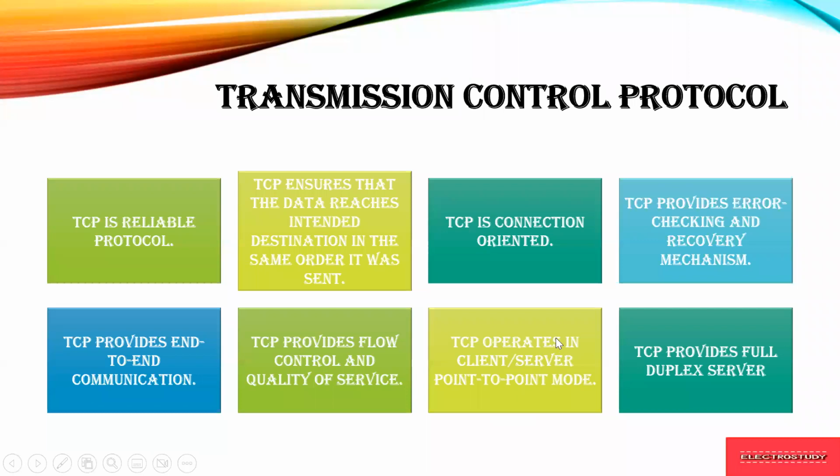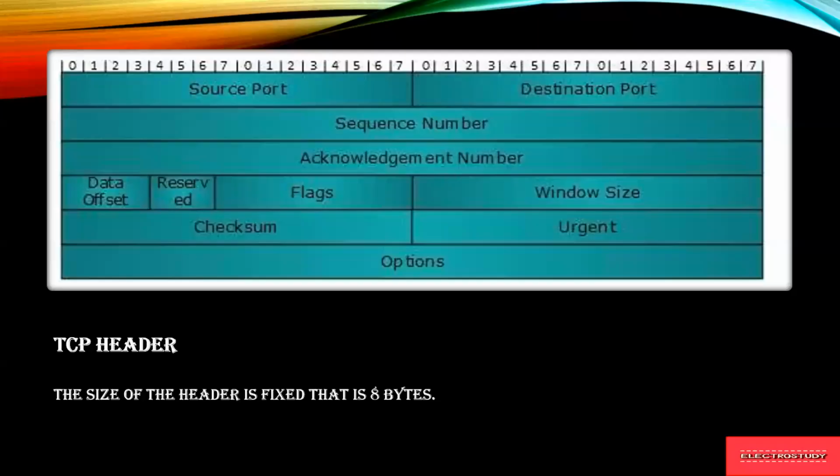TCP operates in a client server, that is point to point mode. You will have a client and a server, and between the client and the server, it is obvious to have many nodes. That is called point to point mode. So at each and every point between the client and the server, the error and the flow control is checked to maintain the quality of the services.